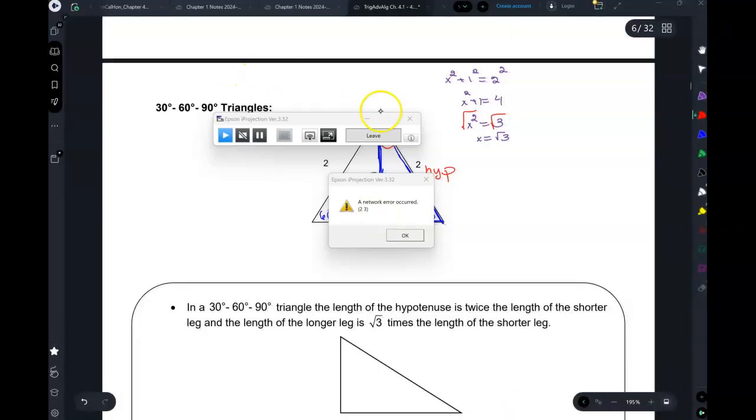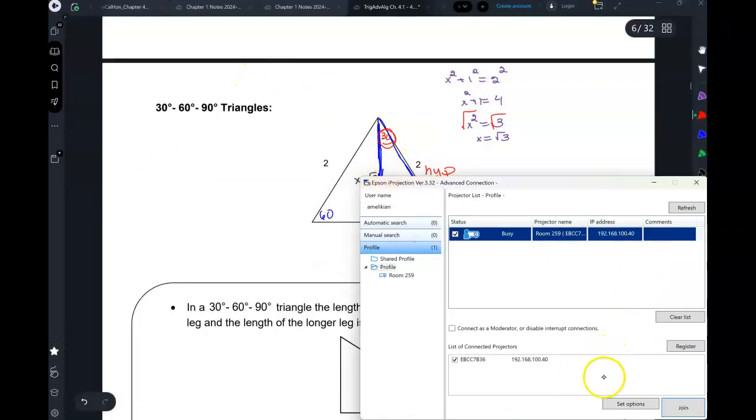Hey, what happened there? Too much math for the projector.